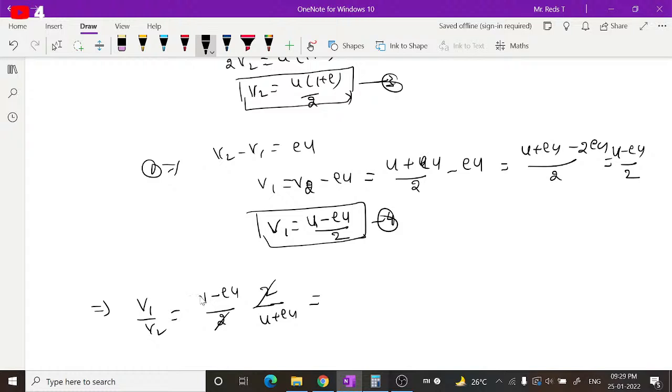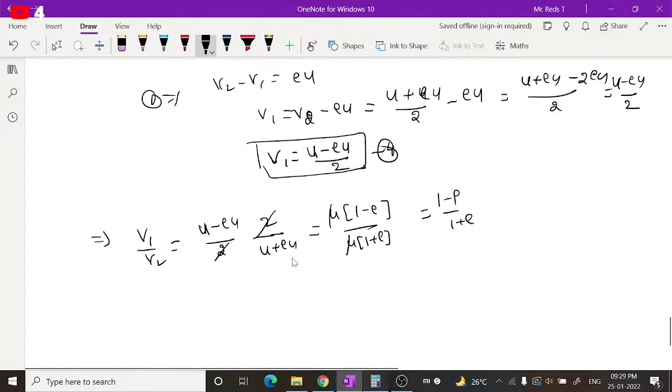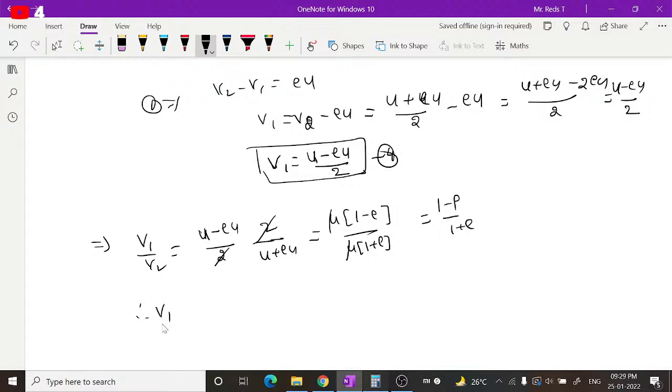Okay, u is common in both terms here and there. Then you can write, if you take u out, (1 minus e) into u over (1 plus e) into u. So u gets cancelled, and we'll get (1 minus e) by (1 plus e). That's it. Therefore v1 by v2 is equal to (1 minus e) by (1 plus e). Is there any such option? Right, (1 minus e) by (1 plus e). That's option 2. That's the correct one.